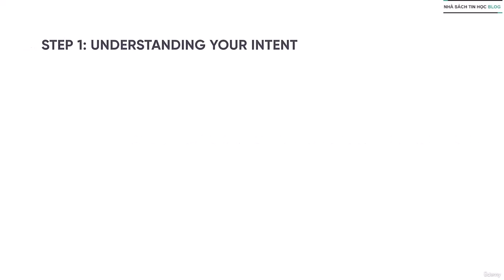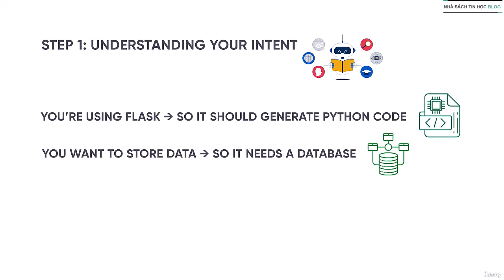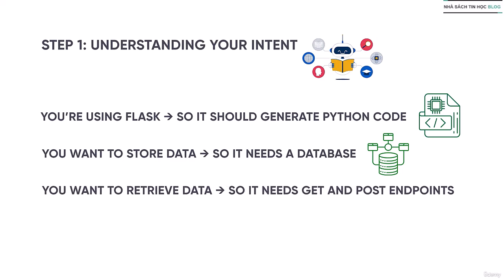Step 1, understanding your intent. The AI reads your prompt and interprets your intent. It identifies a few things. For example, you want to use Flask, so it should generate Python code. You want to store data, so it will need a database. You want to retrieve data, so it needs GET and POST endpoints. So this step is powered by natural language understanding, the same technology that lets AI convert English into structured logic.